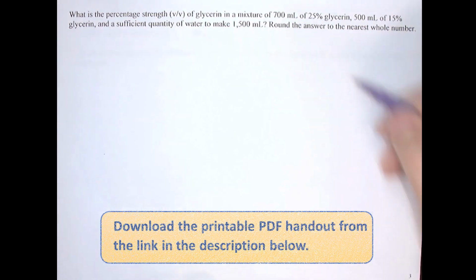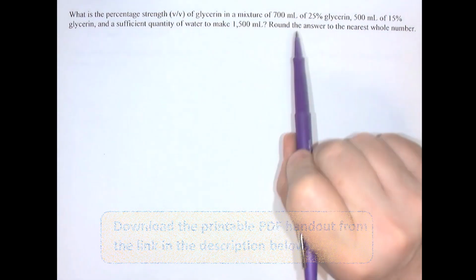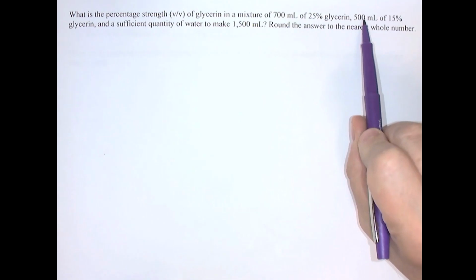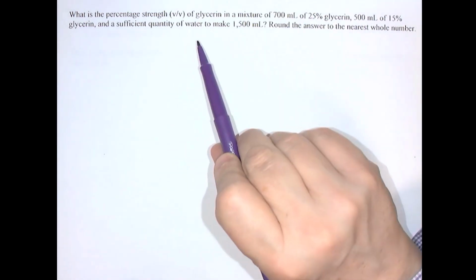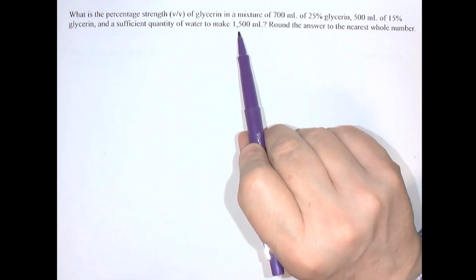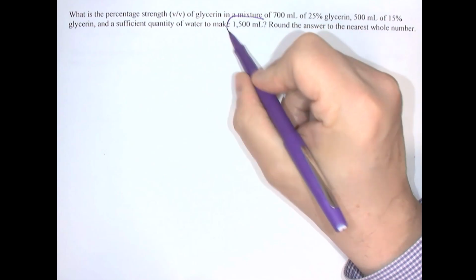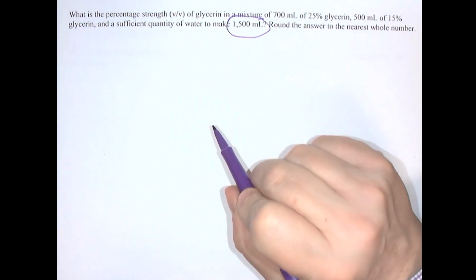All right, so unlike the first two examples, here we have two products we're going to combine. So the 700 milliliter solution and the 500 milliliter solution. But then after that, a sufficient quantity of water will be added to make a total volume of 1,500 milliliters. So we'll need to remember this will be our final volume. We will not need to add up anything because they're telling us what our final volume will be.